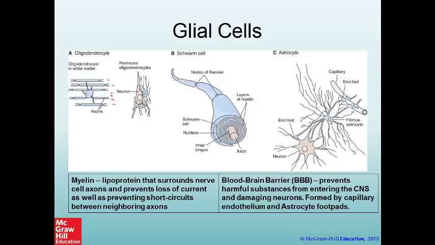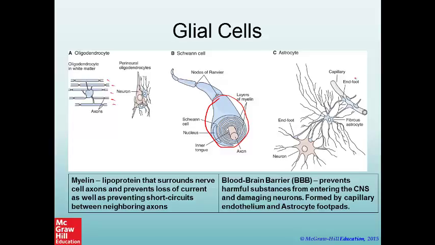Schwann cells are in the peripheral nervous system, and they basically wrap around an axon as a single cell. So there are multiple Schwann cells myelinating this axon. Schwann cells are only associated with one axon, whereas oligodendrocytes in the CNS are associated with multiple axons.